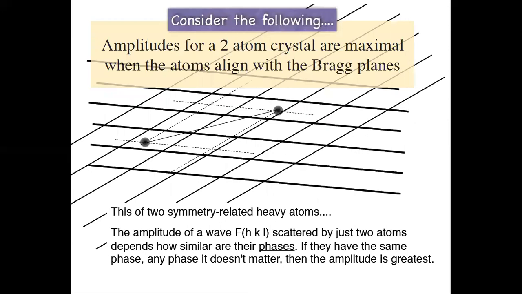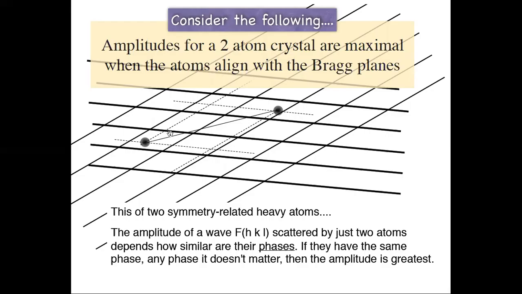Patterson: consider the following amplitudes for a two-atom crystal, which are maximal when the atoms align with the Bragg plane. So this is the plane, with two symmetry-related heavy atoms in the lattice plane, that is F of HKL. They should scatter with different phases, but if they have the same phases, any phase, it doesn't matter, then the amplitude is greatest. This is a two heavy atom case.